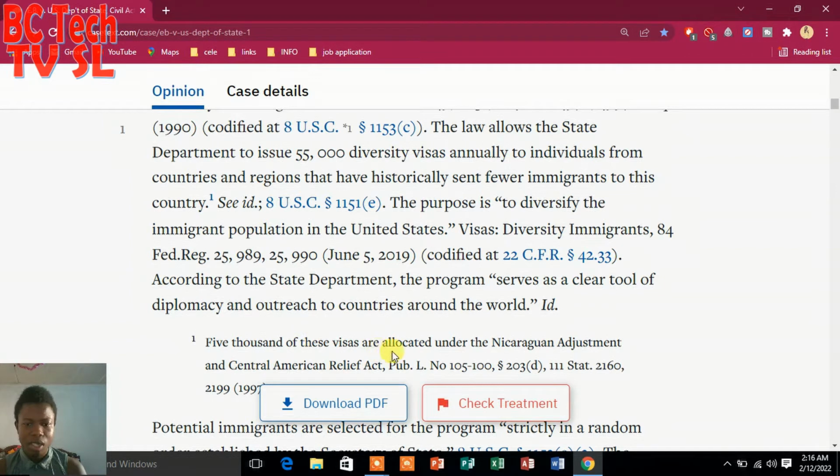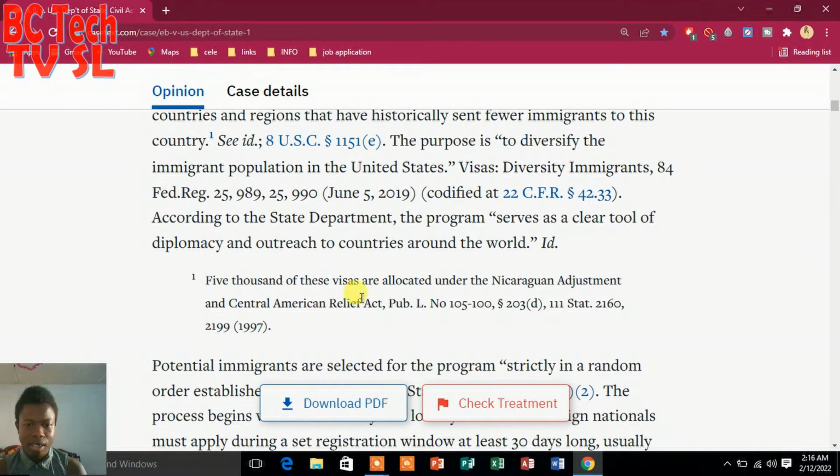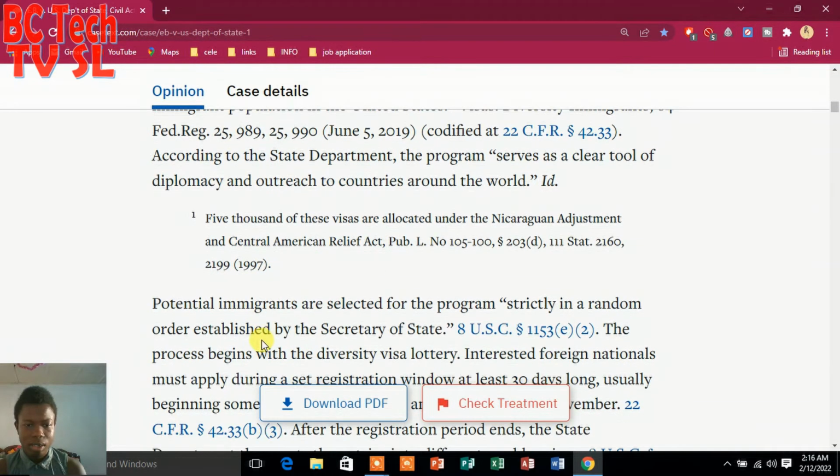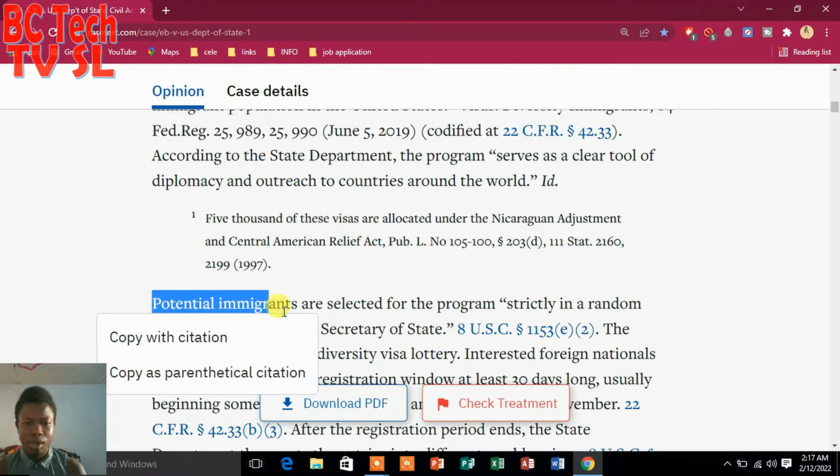5,000 of these visas are allocated under the Nicaraguan Adjustment and Central American Relief Act. Potential immigrants are selected for the program strictly in a random order established by the Secretary of State. Let me just explain this, what they mean by this.